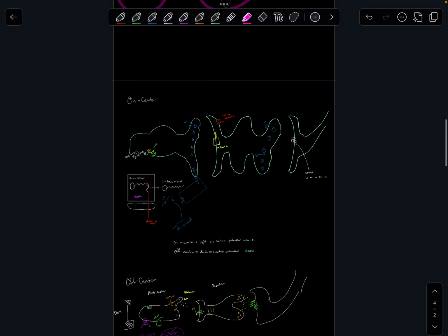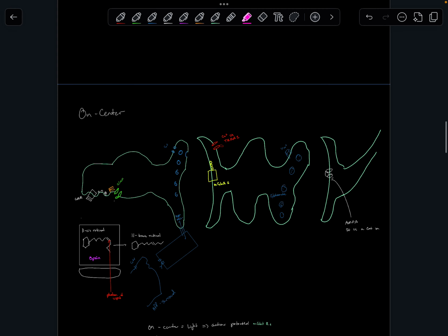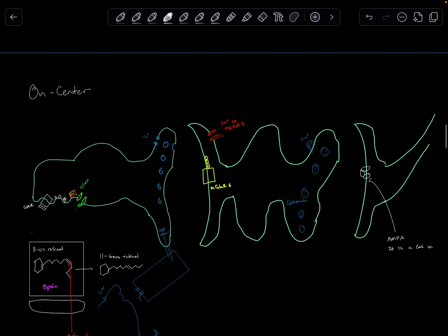Okay. So in the last image we were just talking about, this is basically what happens when light hits our eye and allows us to see. This first portion is called a photoreceptor. And then we have our bipolar cell. And then we have our ganglia.